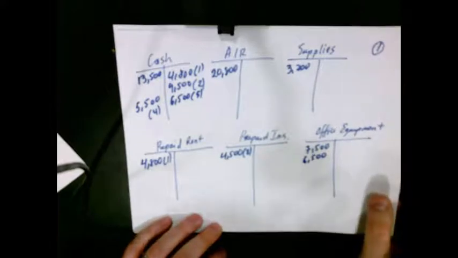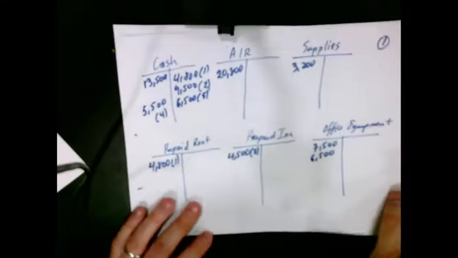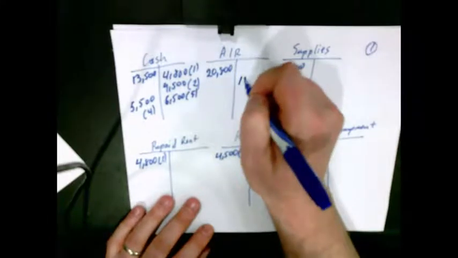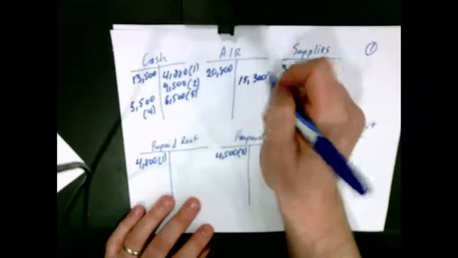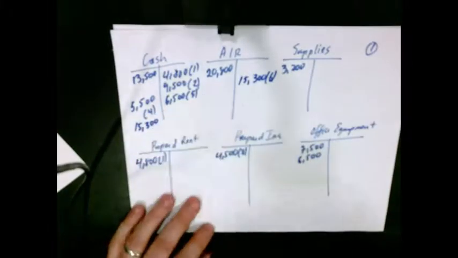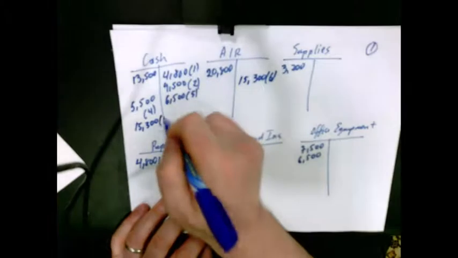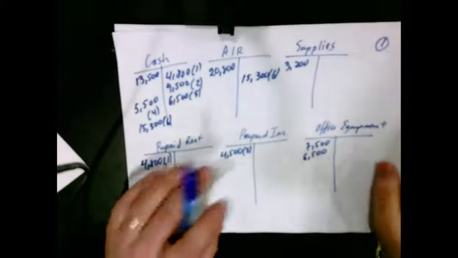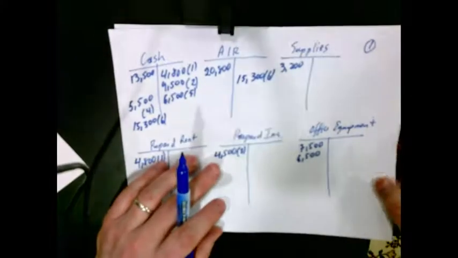Then it says received cash from clients on account, $15,300. They're collecting an account receivable. So this is a credit to accounts receivable and a debit to cash. I'm running out of space in the cash account, so I'll probably have to write on a bigger page for that.